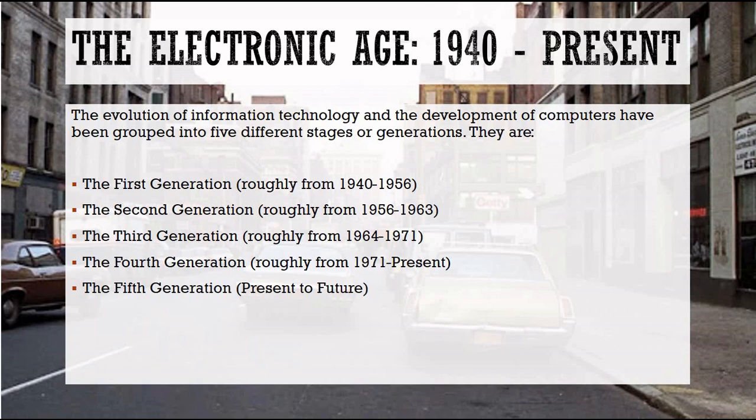In the electronic age, from 1940 to present, the evolution of information technology and the development of computers have been grouped into 5 different stages or generations. There are the first generation from 1940 to 1956, the second generation from 1956 to 1963, the third from 1964 to 1971, the fourth from 1971 to present, and the fifth generation is from present to the future.